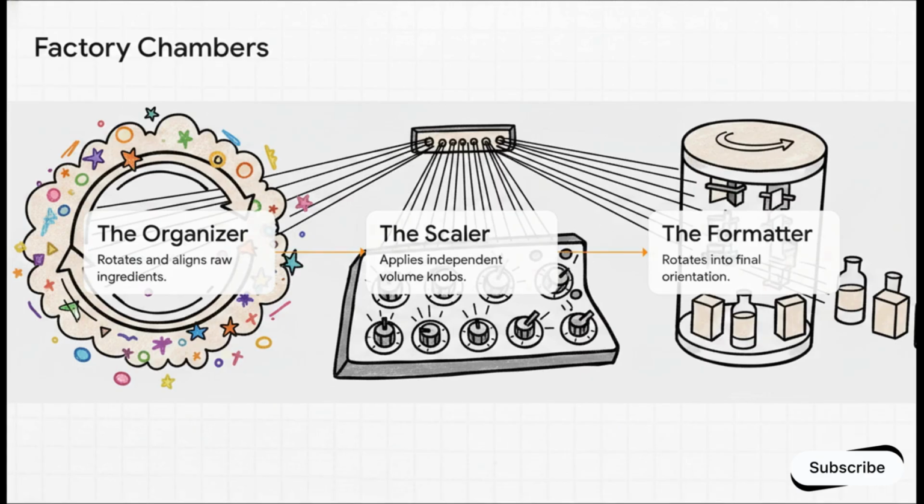Picture this chaotic stream of raw ingredients flying down a conveyor belt. The organizer's only job is to rotate and line them all up perfectly. Then they head into chamber 2, the scaler. This is like a giant mixing board with independent volume knobs for every single organized stream. Some knobs are cranked all the way up for the crucial ingredients, while others are dialed way down. Finally, everything moves into the formatter, which takes those scaled streams and just rotates them into their final packaging.